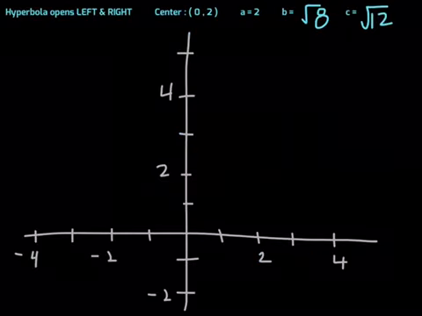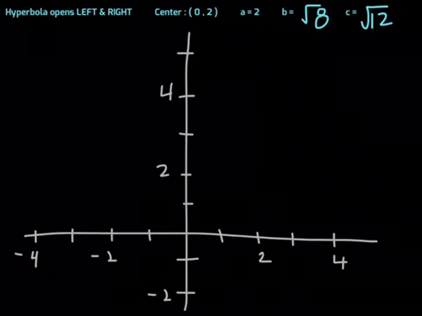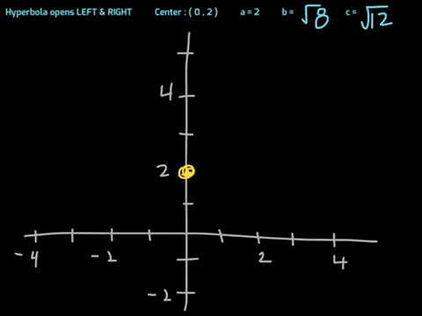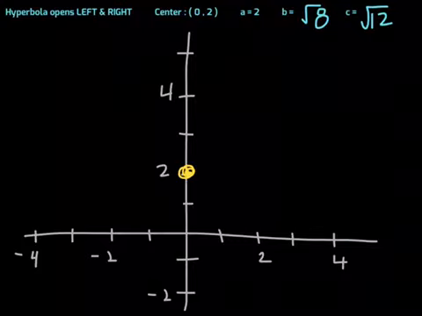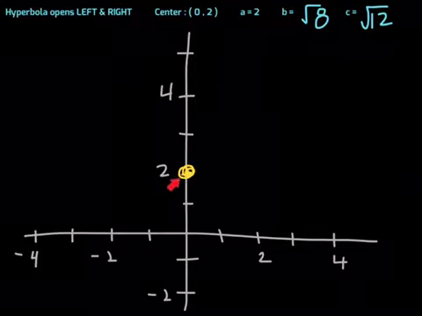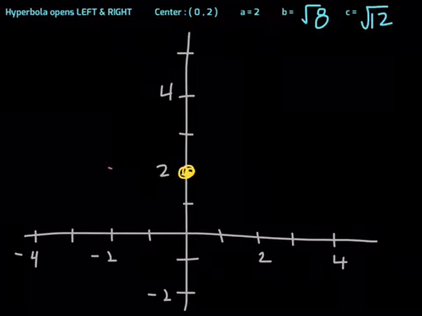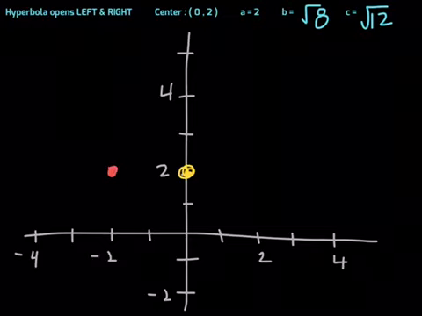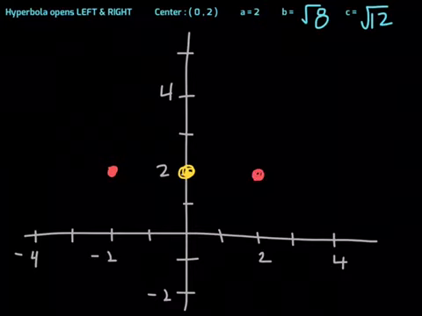Okay, everybody, I'm going to plot the center first, (0, 2). Now, remember, this hyperbola is opening to the left and to the right. And so what I want to do is move to the left and to the right a number of units, which is 2 units. So 2 units to the left, 2 units to the right, and that will drop me off at my vertices. So 2 units to the left puts me at (-2, 2), that's one vertex. 2 units to the right puts me at (2, 2), that's the other vertex.